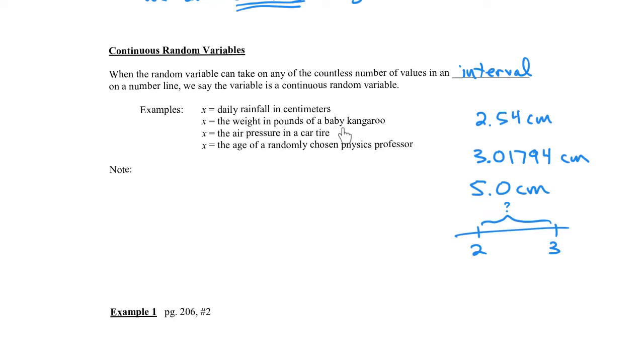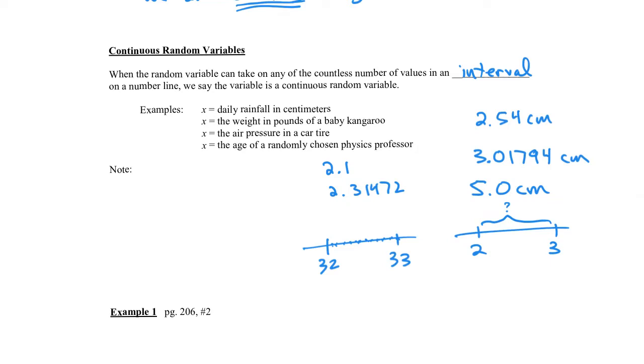So the weight in pounds of a baby kangaroo. Do you guys agree that you could have 2.1 pounds or 2.31472 pounds, or really, in theory, any infinite number of pounds? Air pressure in a car tire, same thing. You could have maybe 32 psi, 33 psi, or any number in here, limited only by the precision of your measuring tool, right?